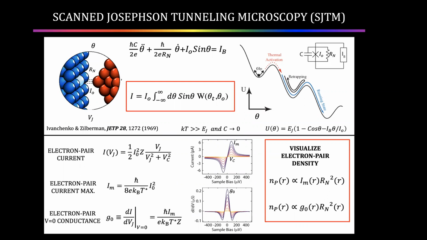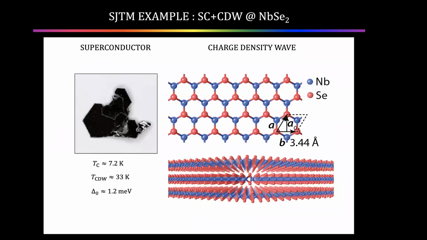To test this out on a non-threatening material, we tried niobium diselenide, which is a very friendly, useful kind of gold standard material for testing STMs. It's a very nice superconductor, with a Tc of 7.2 Kelvin and an energy gap above a millivolt. It's got a very nice, very robust charge density wave. And it's a very simple material that cleaves beautifully.